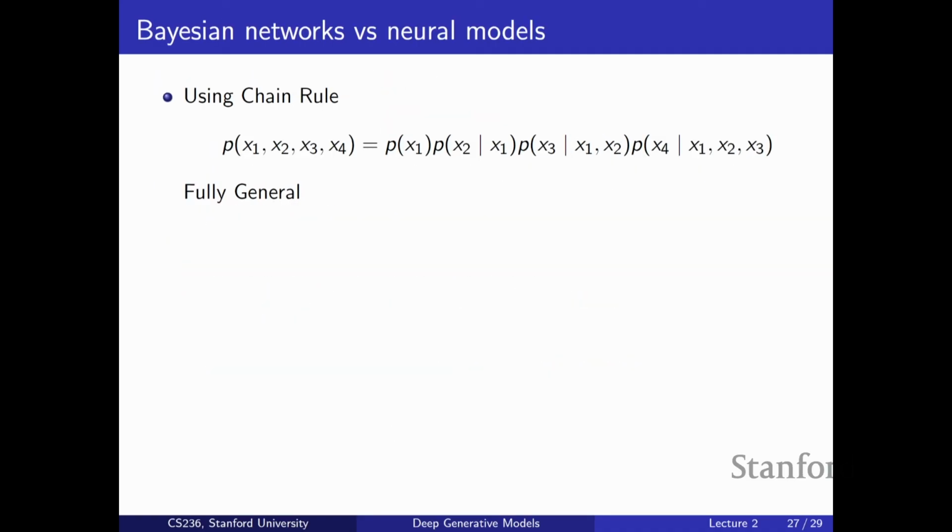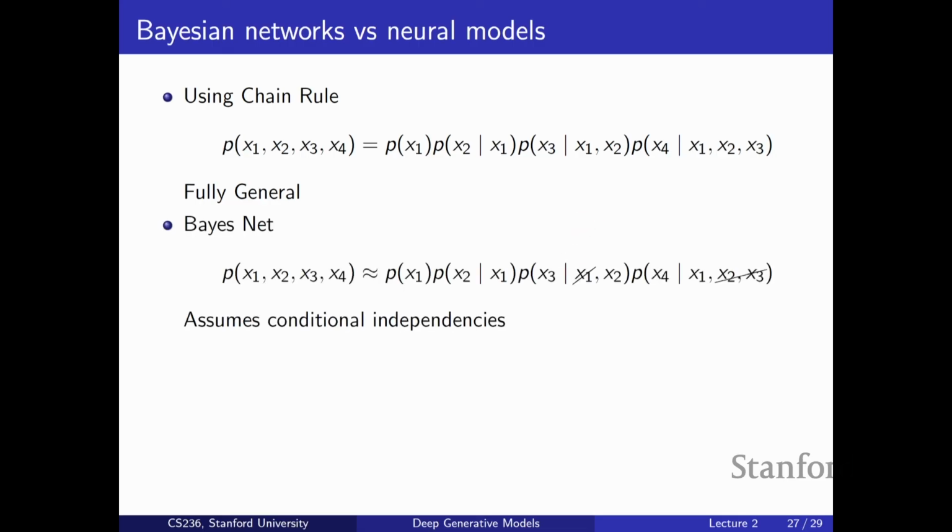There is the chain rule factorization, which is fully general. Given a joint, you can always write it as a product of conditionals with no assumptions. In a Bayesian network, you try to simplify these conditionals by assuming that the variables are conditionally independent. Whenever you're trying to predict x4, you don't really need x2 and x3, you just need x1, for example, which is usually too strong, and this doesn't work on high-dimensional data sets, on images, text, the kinds of things we care about.